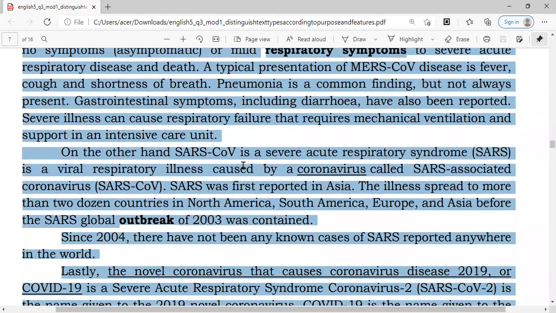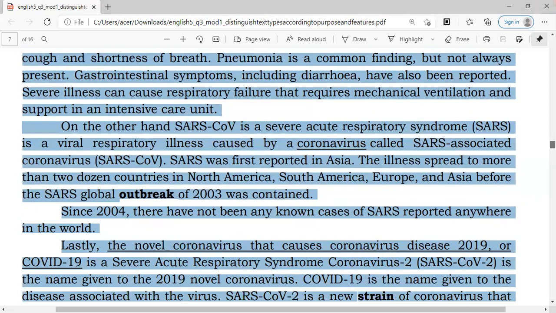On the other hand, SARS-CoV is a severe acute respiratory syndrome, SARS. It's a viral respiratory illness caused by a coronavirus called SARS-associated coronavirus, SARS-CoV. SARS was first reported in Asia. The illness spread to more than 24 countries in North America, South America, Europe, and Asia before the SARS global outbreak of 2003 was contained. So since 2004, there have not been any known cases of SARS reported anywhere in the world.